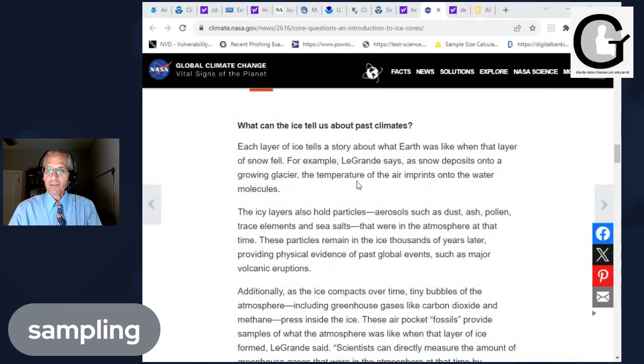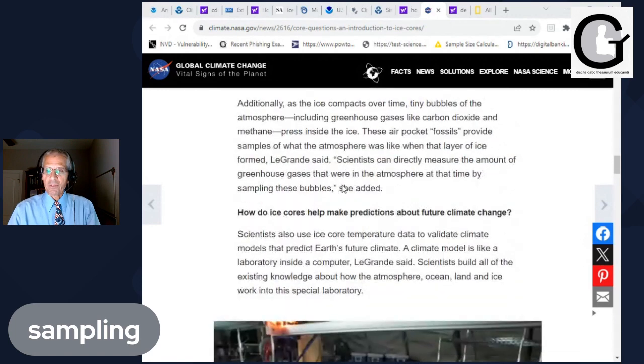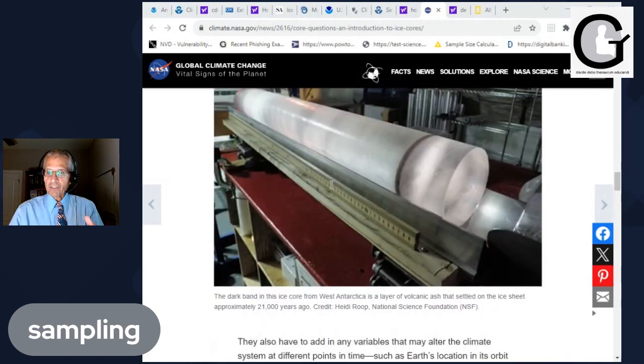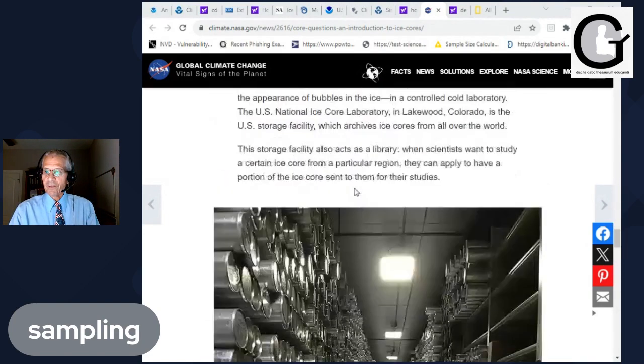What does the ice tell us about past climates? Okay, so they're talking about different climates. Scientists can directly measure the amount of greenhouse gases that were in the atmosphere at the time by sampling the bubbles that are located in these ice cores. So I mean, they do a great job. And here's an ice core right here. I mean, this thing is amazing. I think this is where I found it. Yeah, here it is.